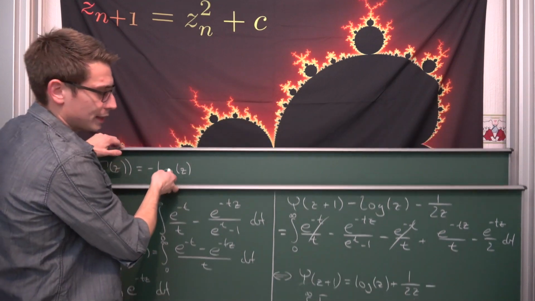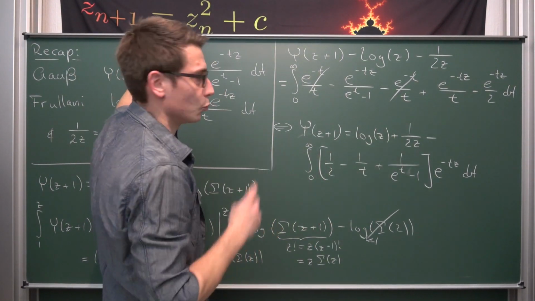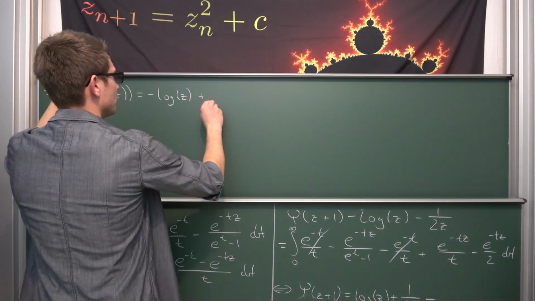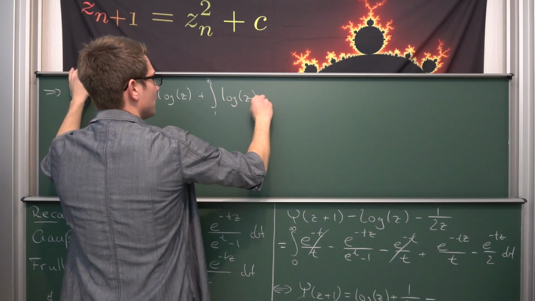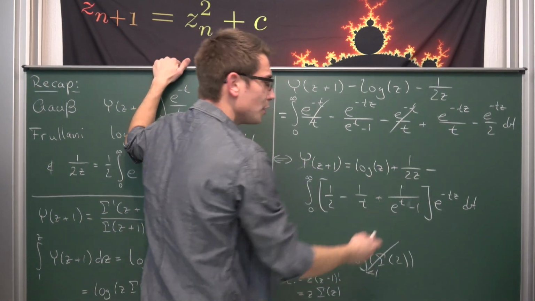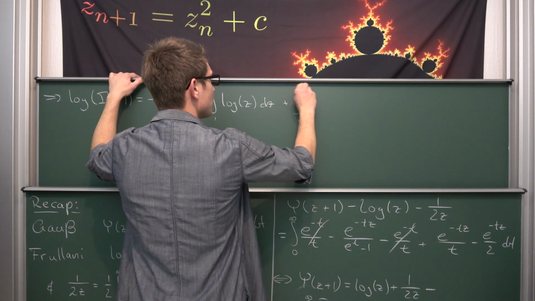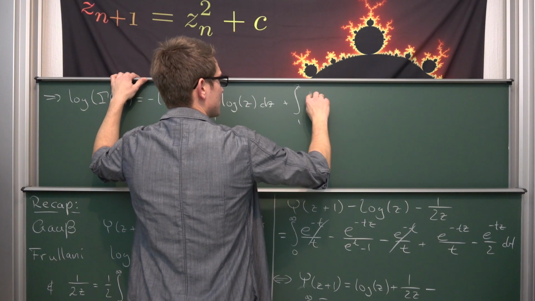Now this was the first thing. And now we still need to integrate this whole right hand side with respect to z from 1 to z. Meaning we are going to add the integral from 1 to z of log of z, integrate with respect to z. Also we are going to integrate 1 over 2z with respect to z. So plus the integral from 1 to z of 1 over 2z, integrate with respect to z.